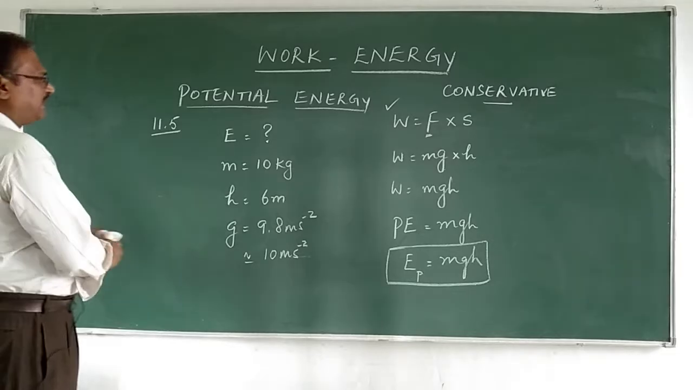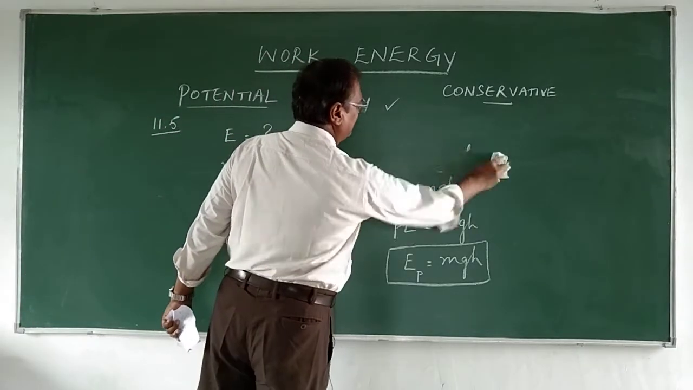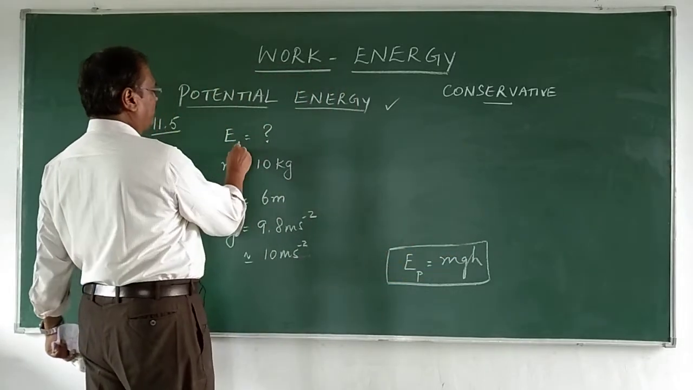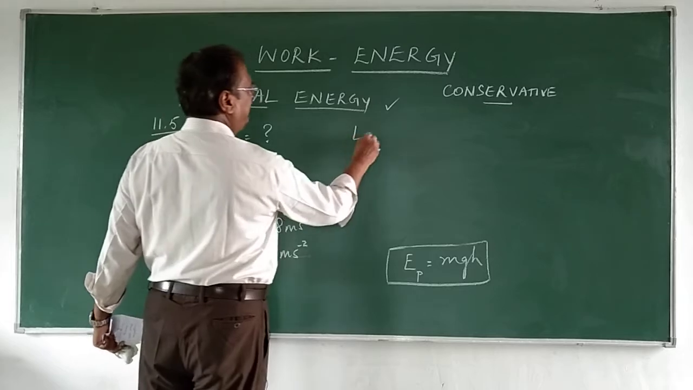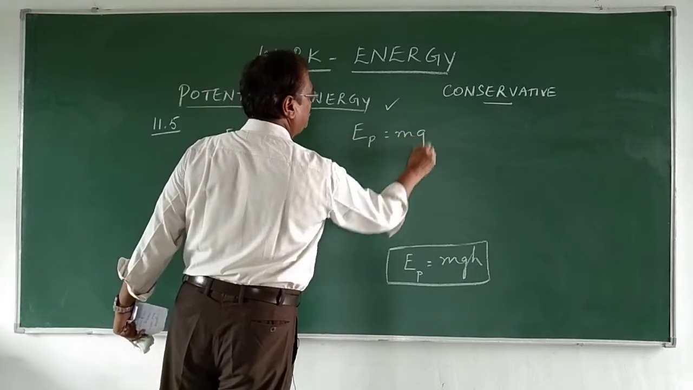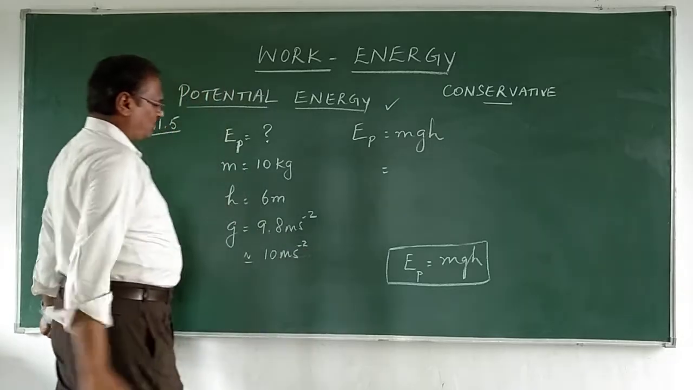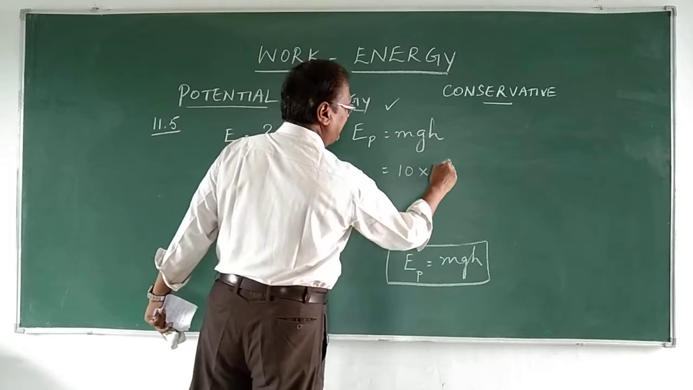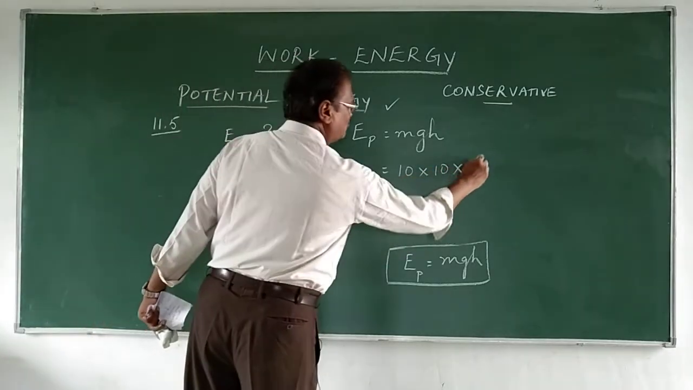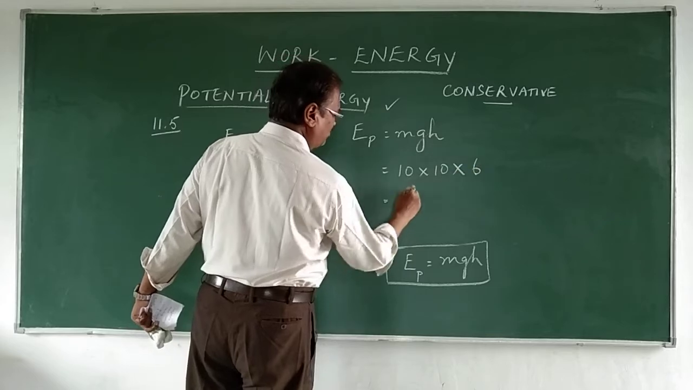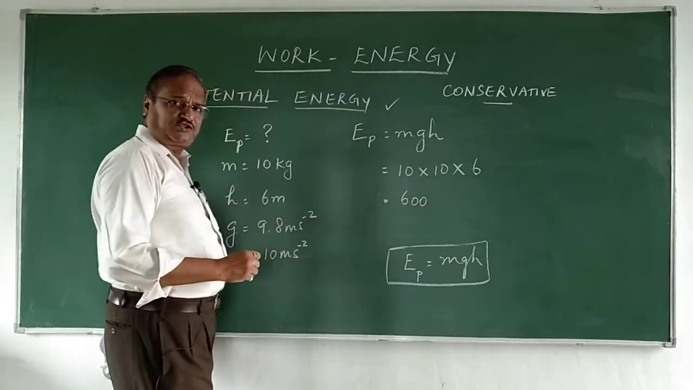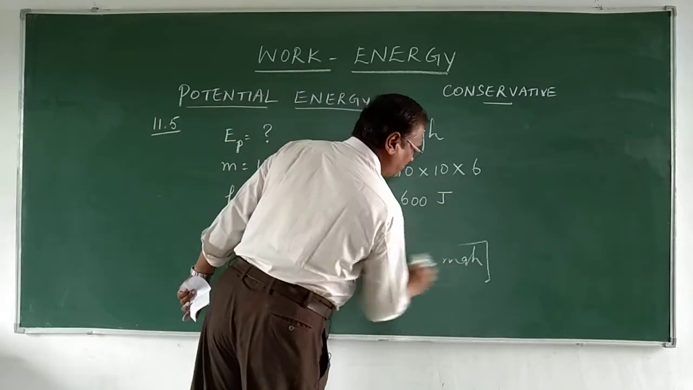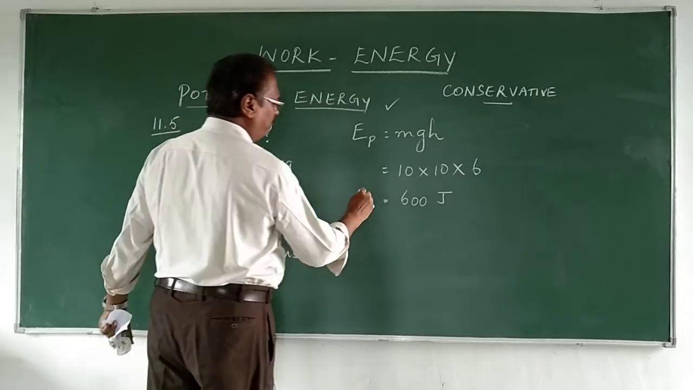Right. Now I know the formula that whenever height is involved, it is potential energy. So EP is equal to mgh, which is equal to, what is the mass? 10. And what is g, acceleration due to gravity? 10. And what is the height traveled? 6, which is 100 into 6, 600. What is the unit of energy? Any type of energy, it is joule. So this is the potential energy of the body.